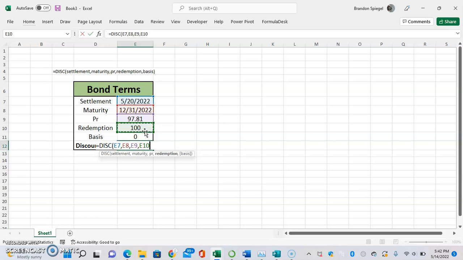And the last argument is basis, which is optional, so this function will still work if you don't use it, which you can tell by how it is in brackets. But as you can see, you can have 30/360, actual over actual, actual over 360, actual over 365, or European. In this instance, we're just going to use the 0. And we're going to close parentheses.